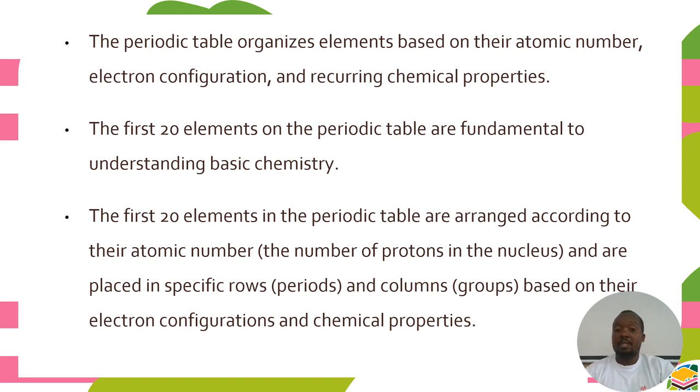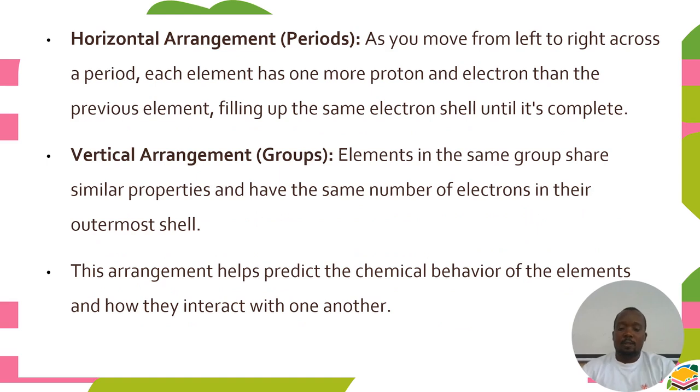So the first 20 elements in the periodic table are arranged according to atomic number and are placed in specific rows based on their electron configurations and their chemical properties. So we all know what a table is. A table will have columns and rows. So even the periodic table has columns and rows as well.